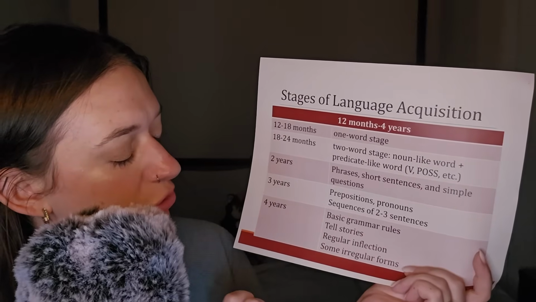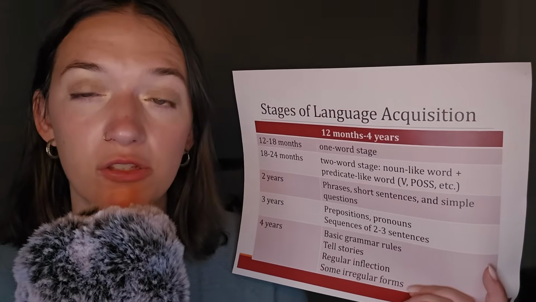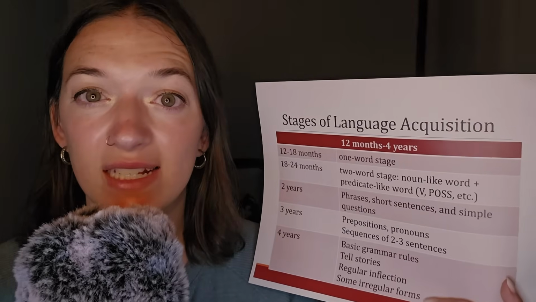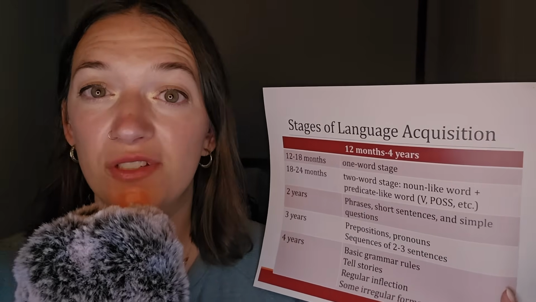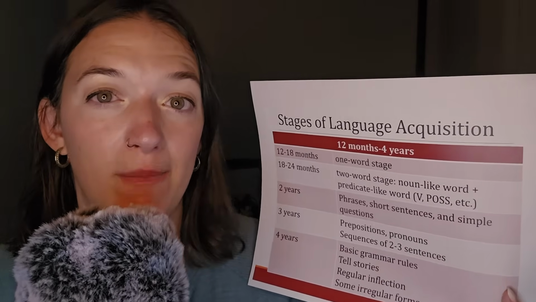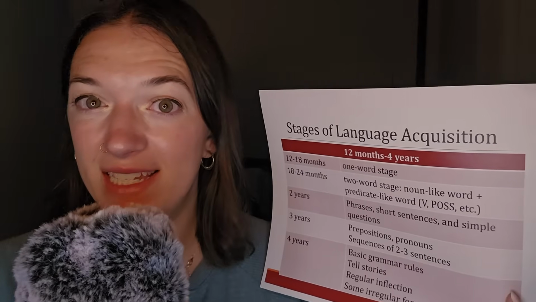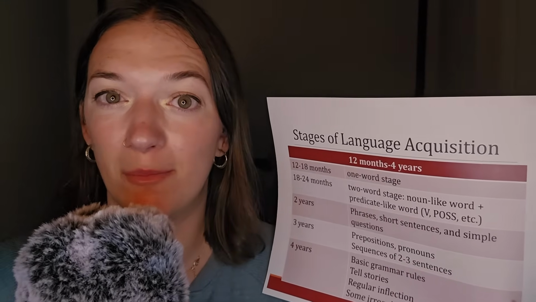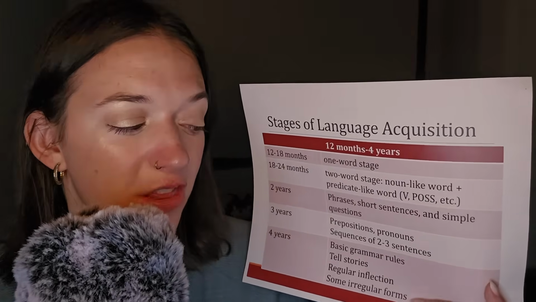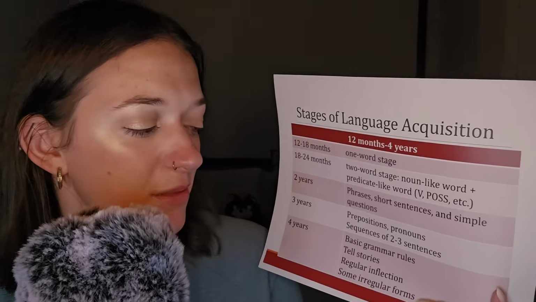They can tell stories. They can use regular inflection. So this means inflectional morphemes, things like tense. They can use -ed to create past tense verbs. They may not know irregular verbs like eat becomes ate. They might say eat becomes eated. But they have acquired regular things like regular tenses, regular plurals.